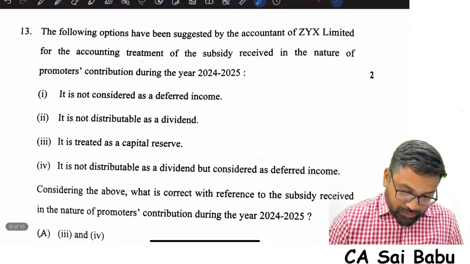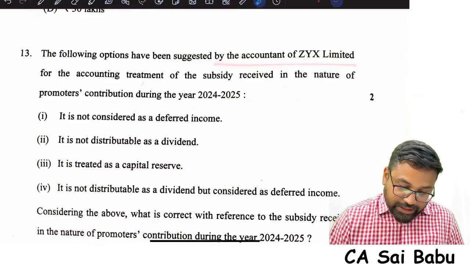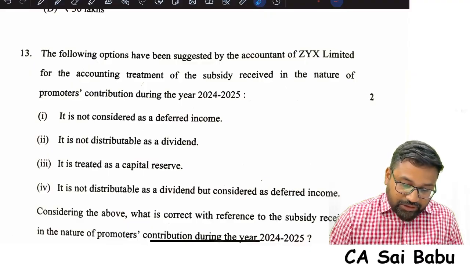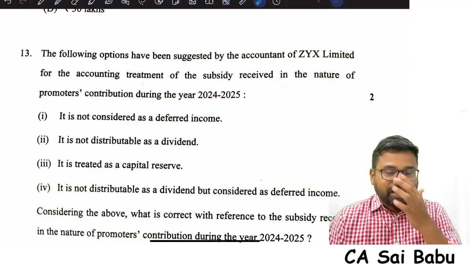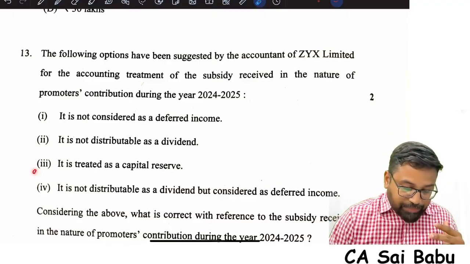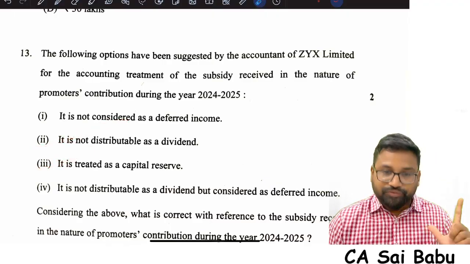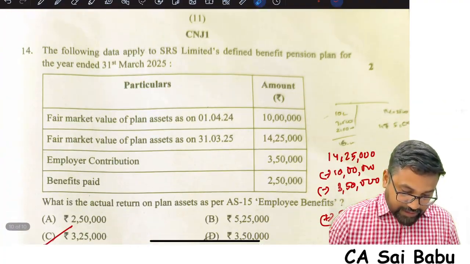Next, 13th question. The following options have been suggested by the accountant of XYZ relating to the subsidy received in the nature of promoter's contribution. See, when the subsidy received is in the nature of promoter's contribution, sir, what we need to do, we have to treat it as a capital reserve and we cannot use it for distribution of dividend. I think the answer is 2 and 3 combination. So C is the correct answer.